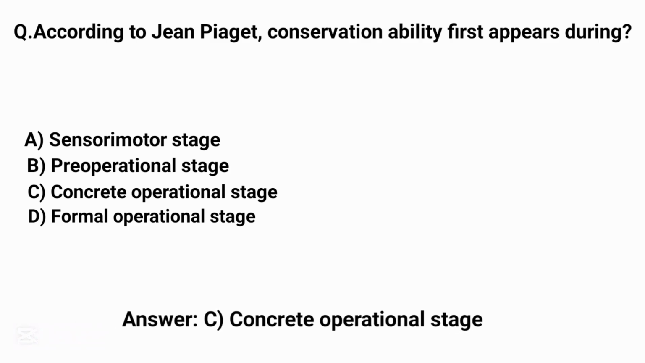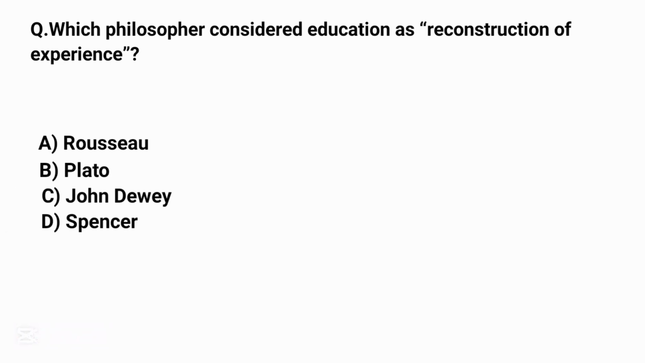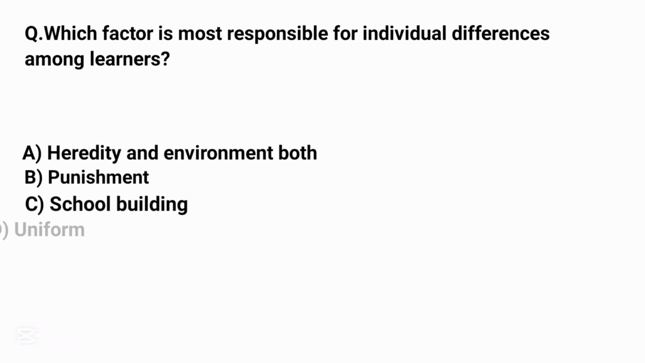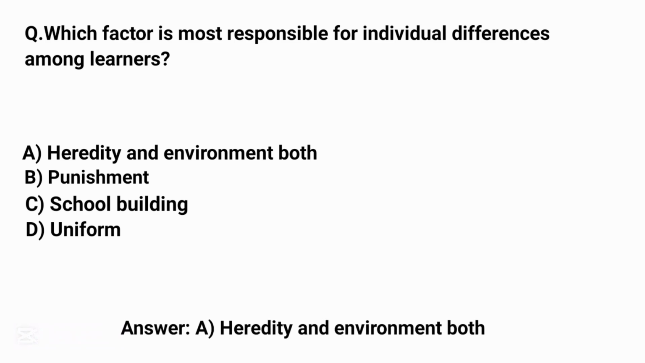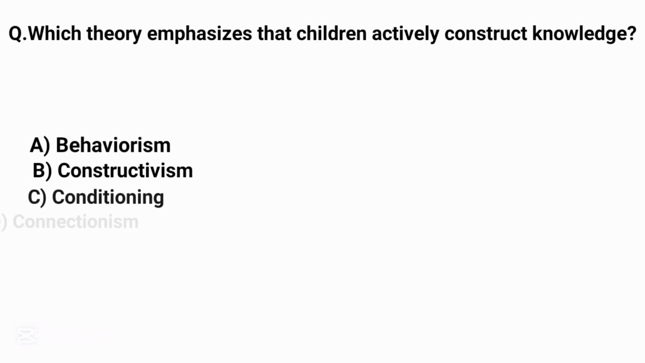Concrete operational stage. Which philosopher considered education as reconstruction of experience? Correct answer is option C. John Dewey. Which factor is most responsible for individual differences among learners? Correct answer is option A. Heredity and environment both. Which theory emphasizes that children actively construct knowledge?